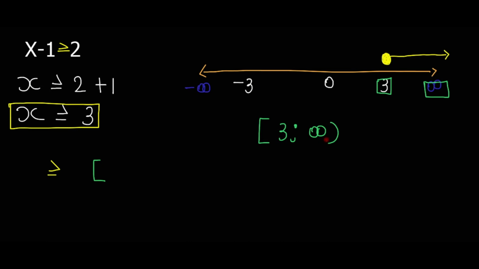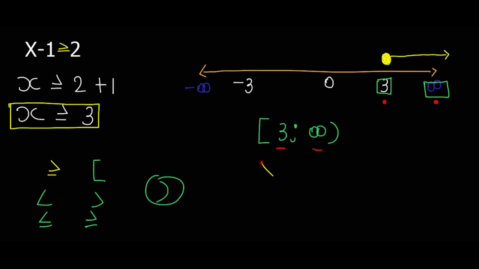Always the infinity bracket is this one, whichever of these inequalities. So for infinity we always use this bracket. And then a number is on the left and the infinity is on the right. So even on the interval they match. So this is our answer in interval notation.